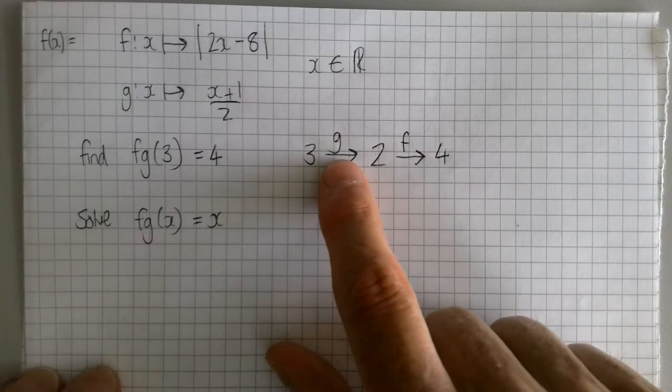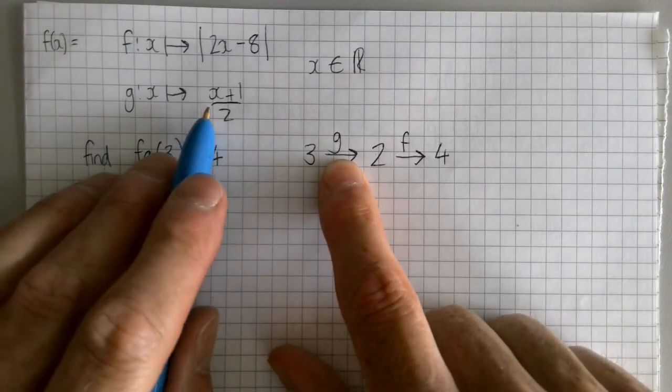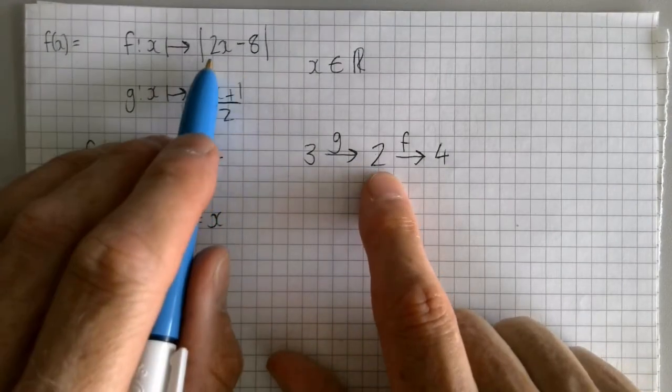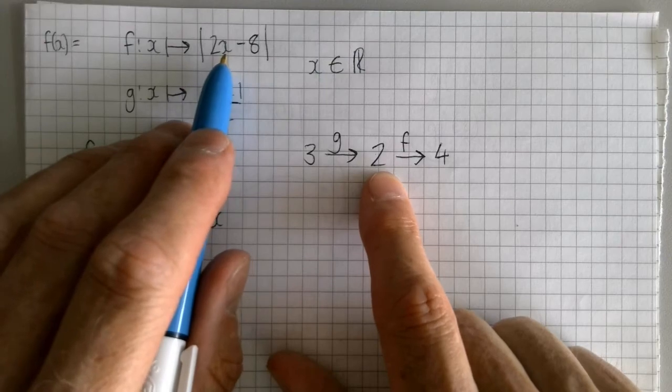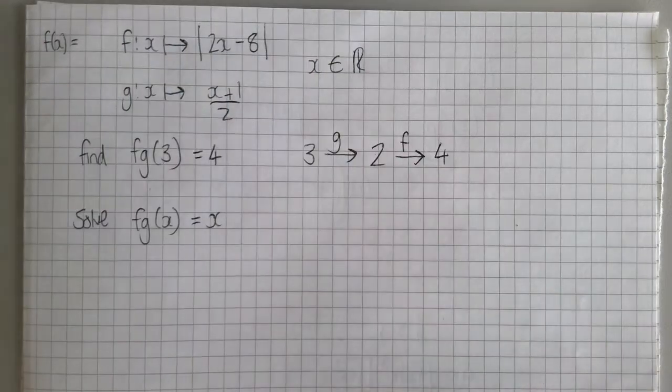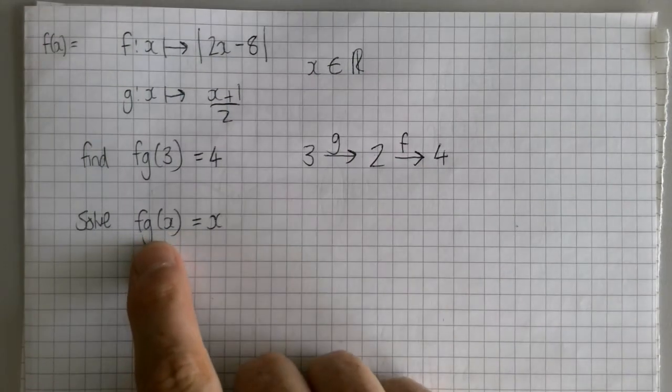So hopefully you got 4 for that. So we put 3 into g first, 2 pops out, we then put 2 into f, minus 4 pops out, but it's modulus, so it's plus 4. Okay, so this function involves fg of x, which we haven't yet defined, so we need to do that.